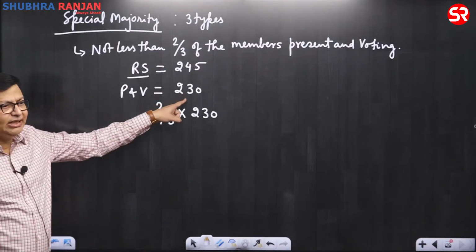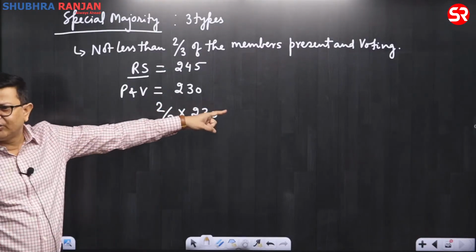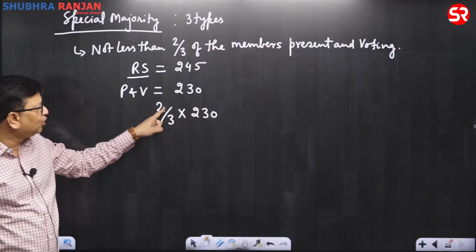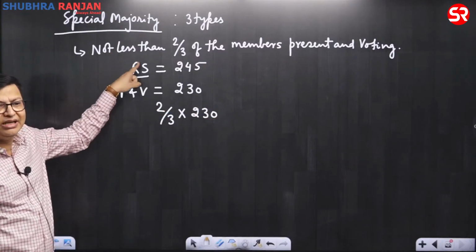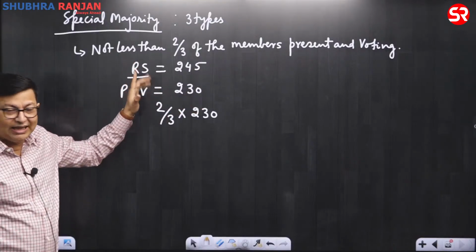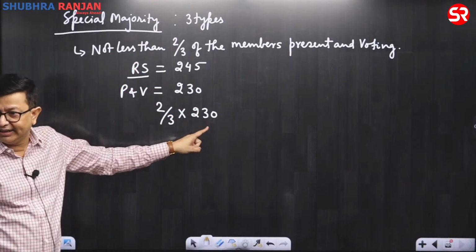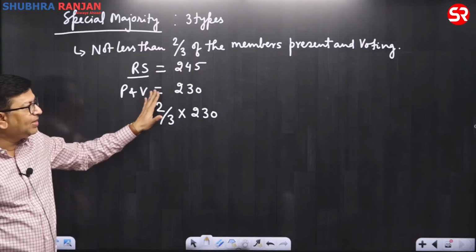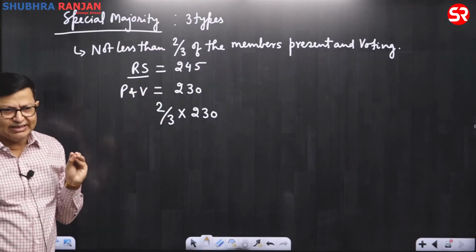In simple majority, it was 230 divided by 2 plus 1. But here it is two-thirds of 230, because it is "not less than," meaning even exactly two-thirds will do. That is why it is two-thirds of 230. So, this majority is required at some places.